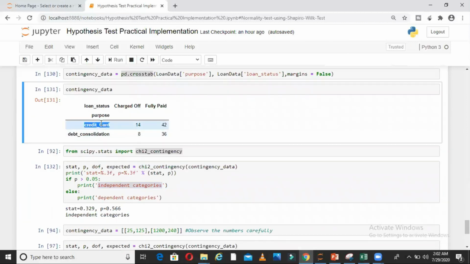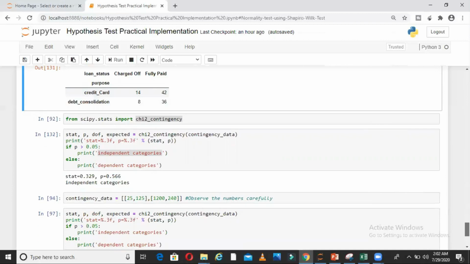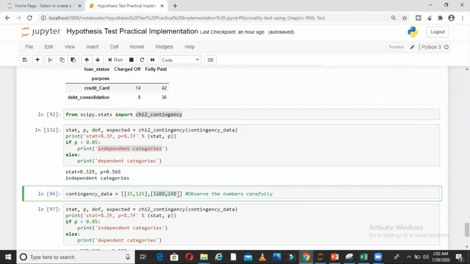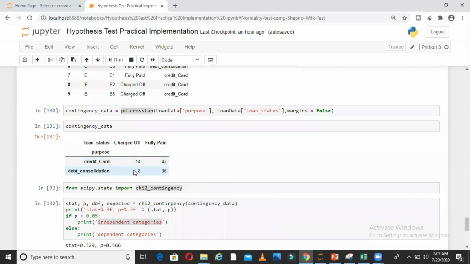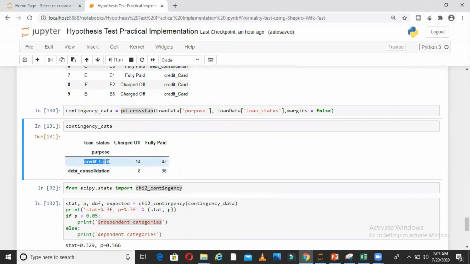Imagine in the credit card scenario, in charged off there are just 25 cases, and in credit card fully paid there are 125 cases. I am just multiplying the number by 5. Imagine 25 here, 125 here, and I have just created a manual contingency table here. You can see 1200 and 240. So 1200 you put here and 240 you imagine here. What I am trying to tell you is, in credit card, fully paid is 5 times the charged off. On the other hand, in debt consolidation, fully paid is 1/5 of charged off.